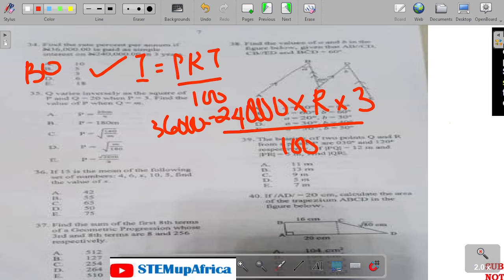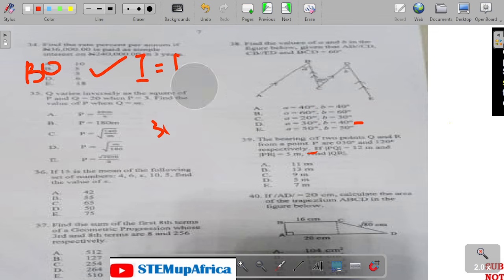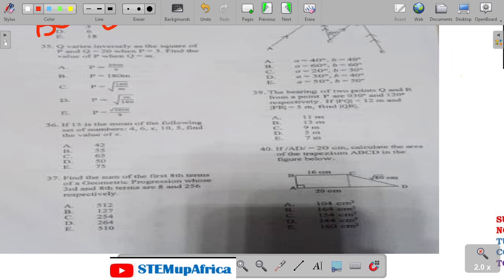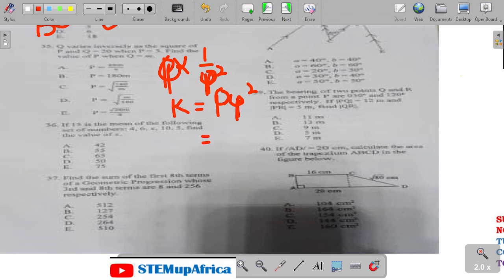Then 36. Let's see what we have here. 36 says if P varies inversely as the square of Q. So P is inverse of Q squared. So my K is now what? PQ squared, which is 20 times 9. That will give me 180.